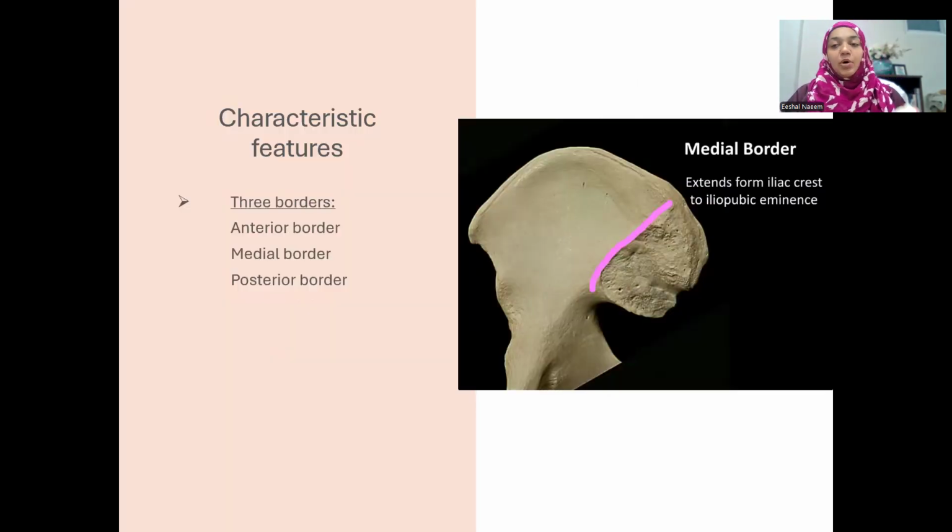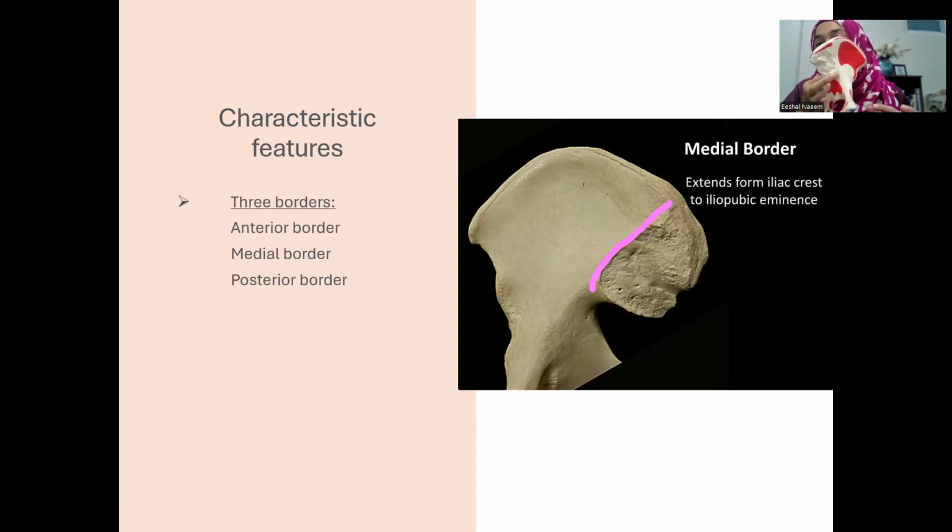Then we have the medial border. We said that the medial border demarcates the sacropelvic surface from the smooth iliac surface, extends from the iliac crest, which we said was where the two lips of the iliac crest were joining, as you can see here. So it stems from the iliac crest all the way to the iliopubic eminence.